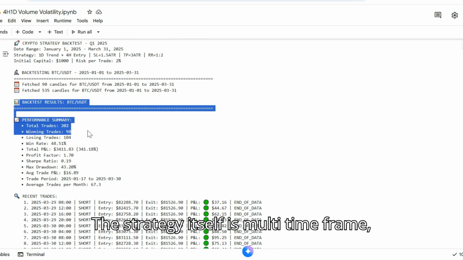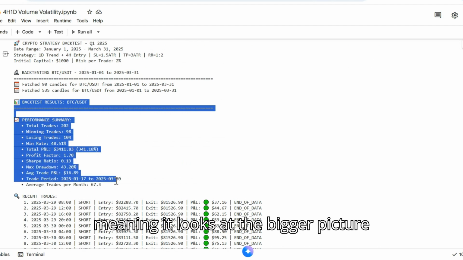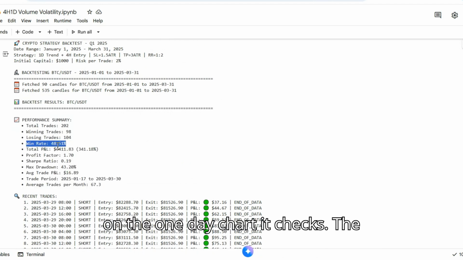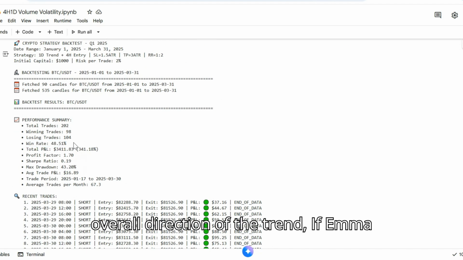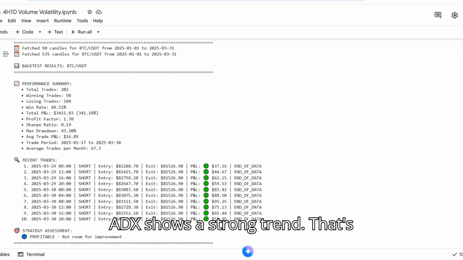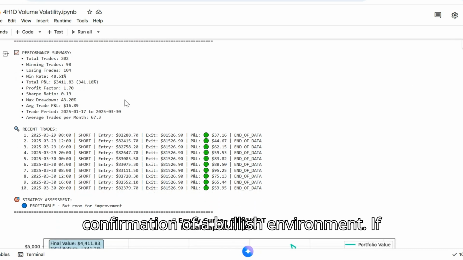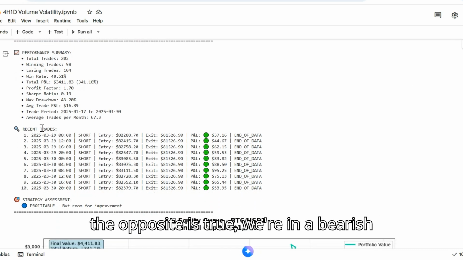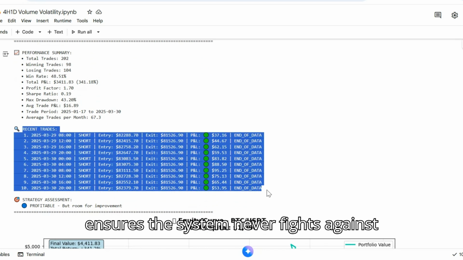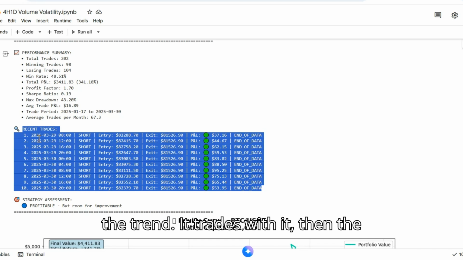The strategy itself is multi-time frame, meaning it looks at the bigger picture first, and then dives into precision entries. On the one-day chart, it checks the overall direction of the trend. If EMA 50 is above EMA 200, OBV is rising, and ADX shows a strong trend, that's confirmation of a bullish environment. If the opposite is true, we're in a bearish phase. This step filters out noise. It ensures the system never fights against the trend, it trades with it.